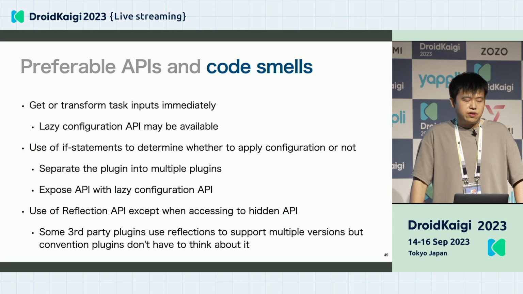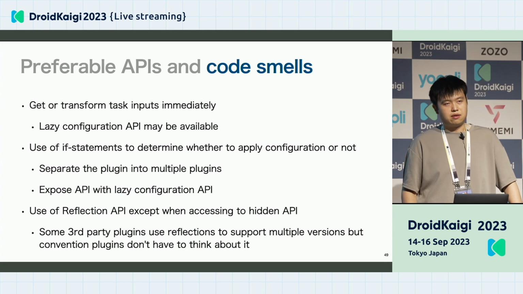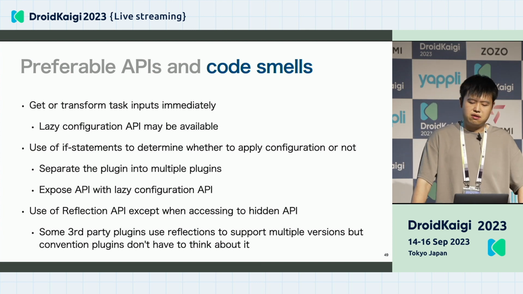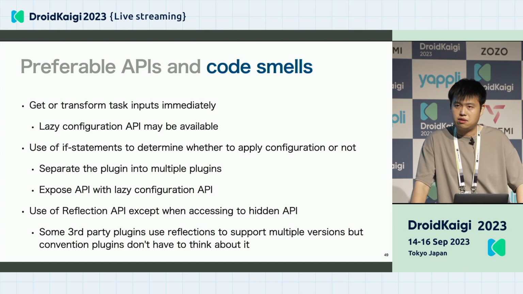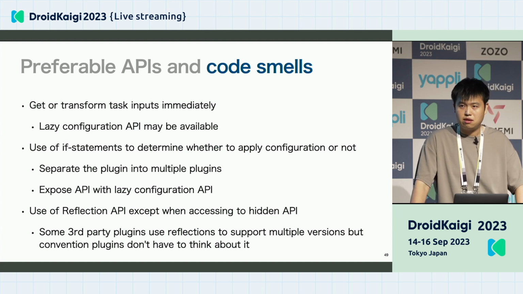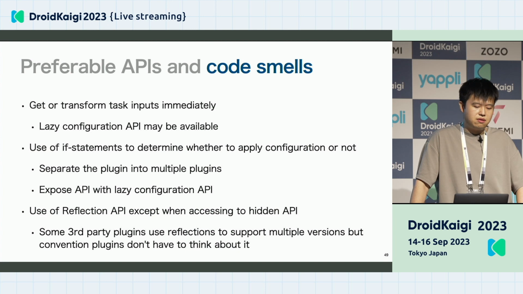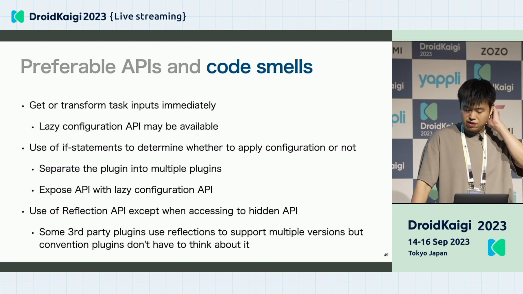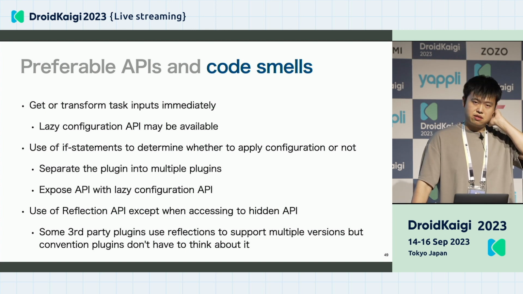The use of reflection API is also a code smell for convention plugins. Convention plugins can know which version is resolved, and it should be. If you need to use reflection anyway, except when accessing hidden API, then please reconsider the dependency management first.